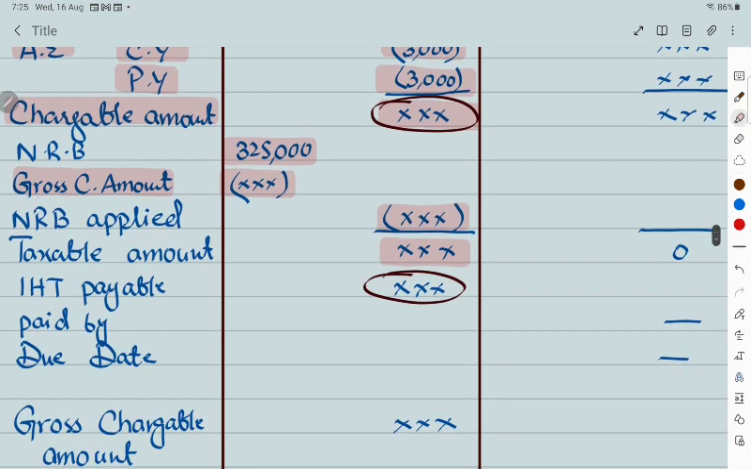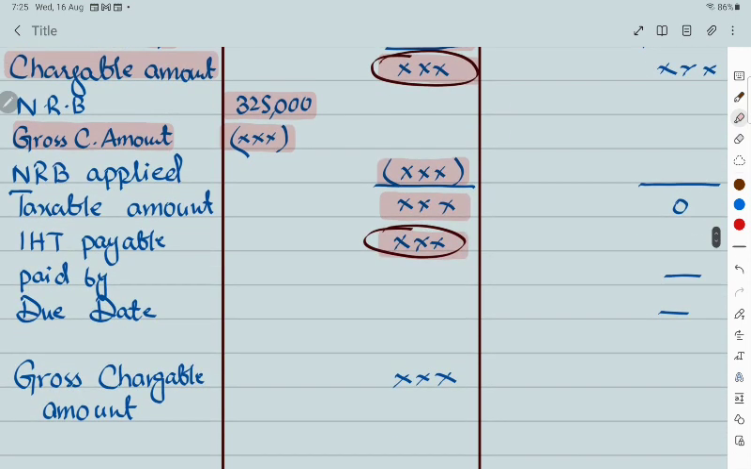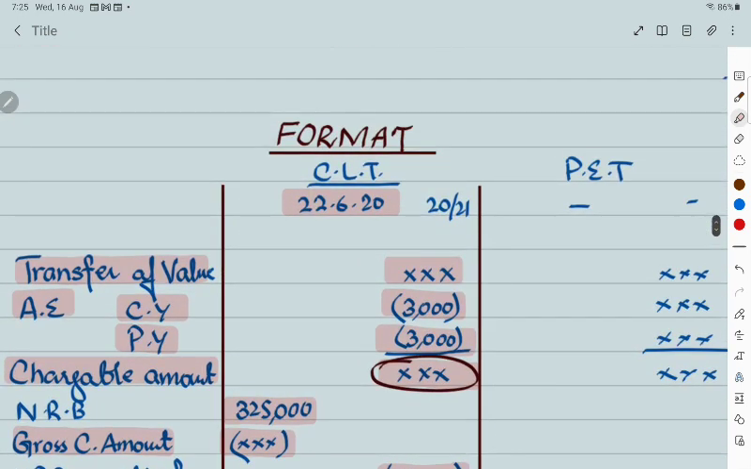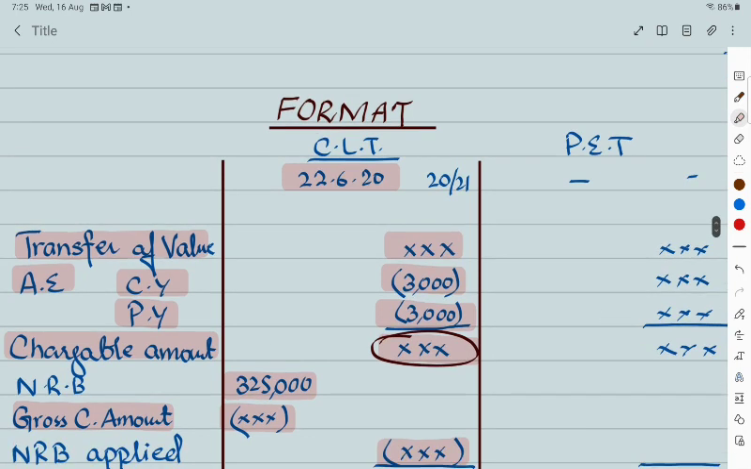Then if there is any IHT payable, that is to be considered here. You need to state who will pay, meaning the IHT might be payable by the donor himself, the donee or the executor, what the due date is, and what the gross chargeable amount is. So this is about the chargeable lifetime transfer.